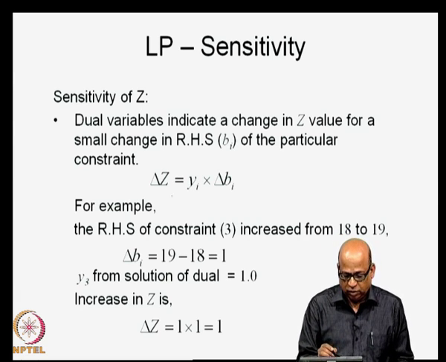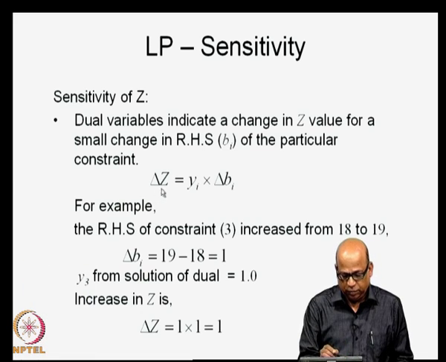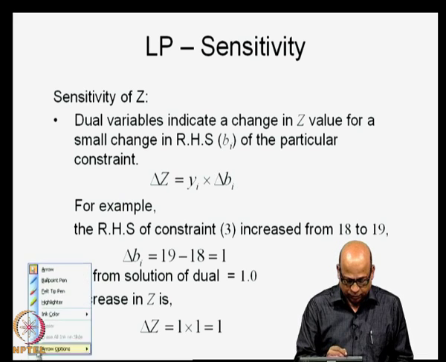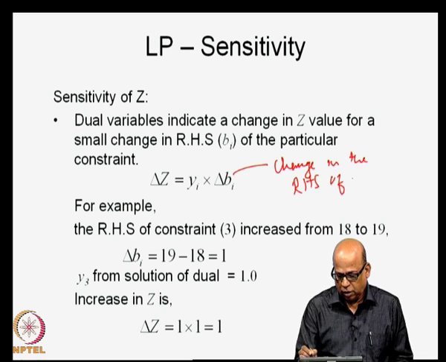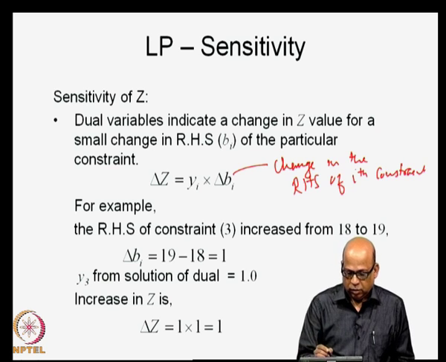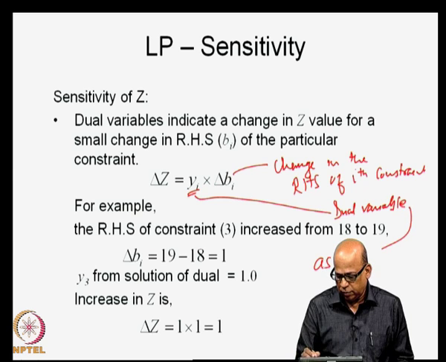So, the first level of sensitivity we get by delta z, which is the change in the objective function value corresponding to a change in the ith constraint. So, this is the change in the RHS of the ith constraint, and this is the dual variable associated with the ith constraint.